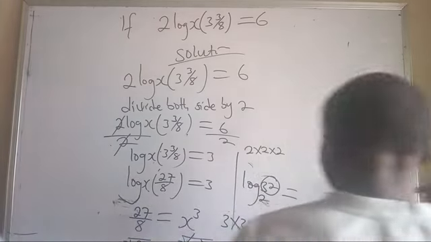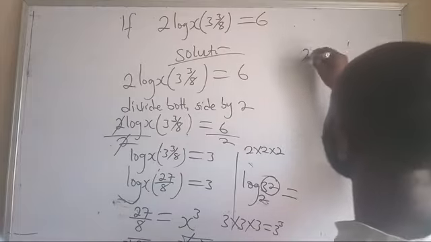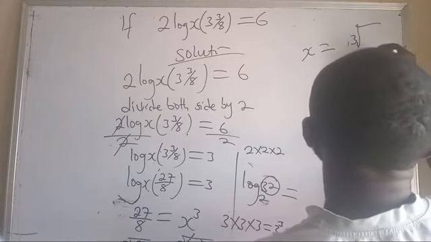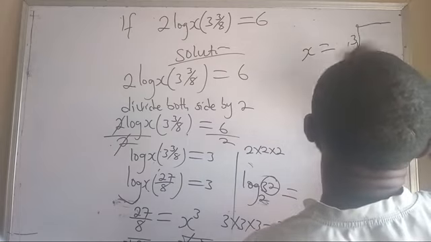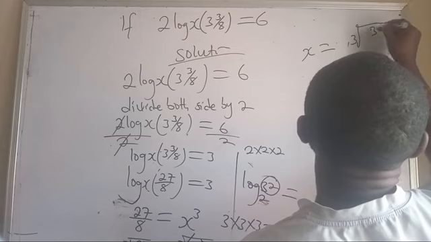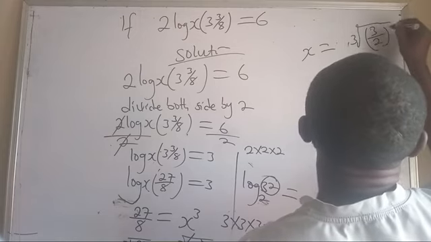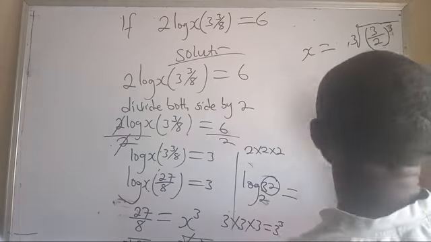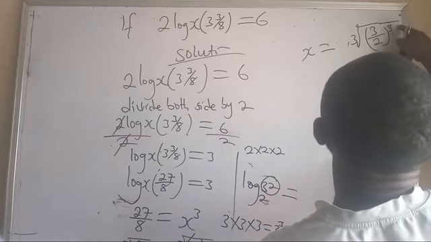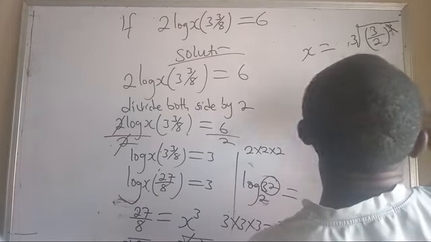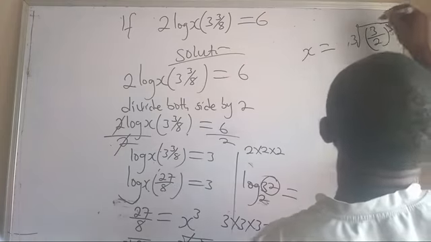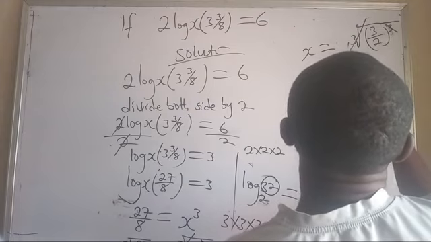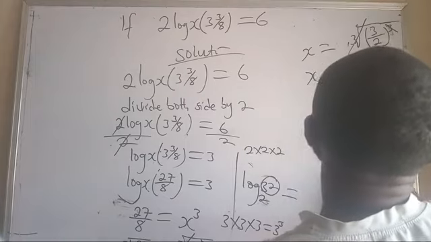And this will give us x will be equal to the cube root of 3 all over 2, all raised to the power of 3. Since they are having the same power, we'll factor it out by saying 3 to the power of 3 over 2 to the power of 3. In this way, the cube is going to remove the cube root, and that will give you x is equal to 3 all over 2, and that will be your answer.